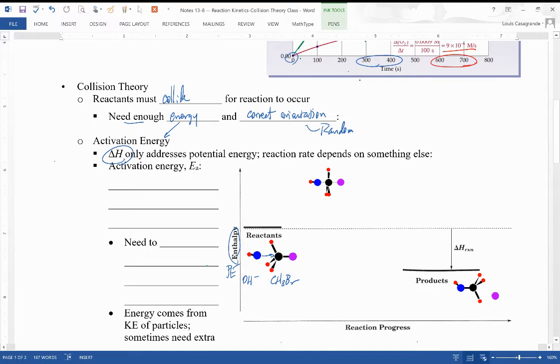So enthalpy is delta H. We can also have delta G. We could put a delta G. Let's put those little knots on there. But that only addresses the potential energy of the products and the reactants. That's not the whole story. So the reaction depends on that activation energy. And the activation energy turns out to be the minimum energy.